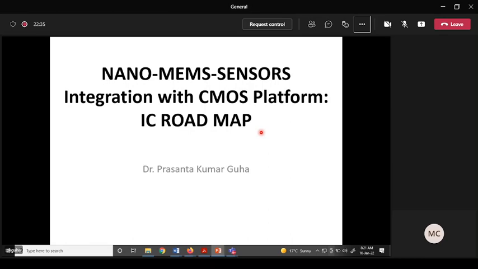And this IC, integrated circuit, may contain several thousands of transistors, maybe several millions sometimes, depending on your applications. So we will see how this IC roadmap is progressing, because this is highly associated with nanoelectronics. We will see how other components, for example MEMS and sensors, can be integrated with this conventional integrated circuit.